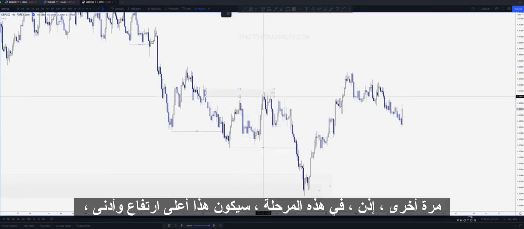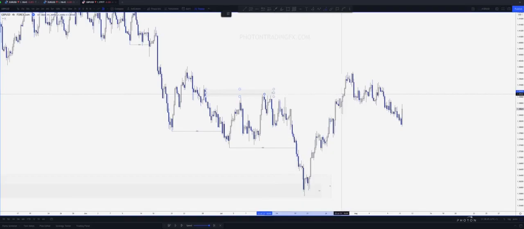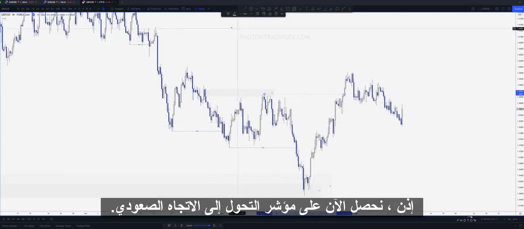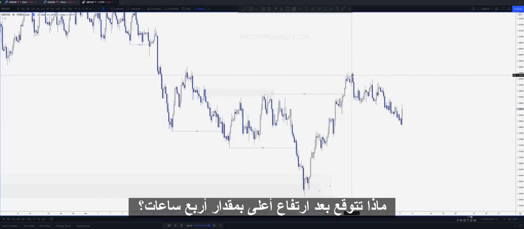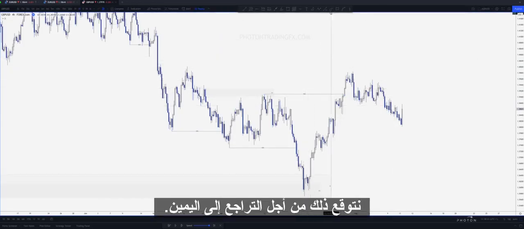So at this point, that would be the lower high, right? The highest point before that low broke. So now we get the 4-hour switching bullish. What do we expect after a 4-hour higher high? We expect a 4-hour pullback, right?